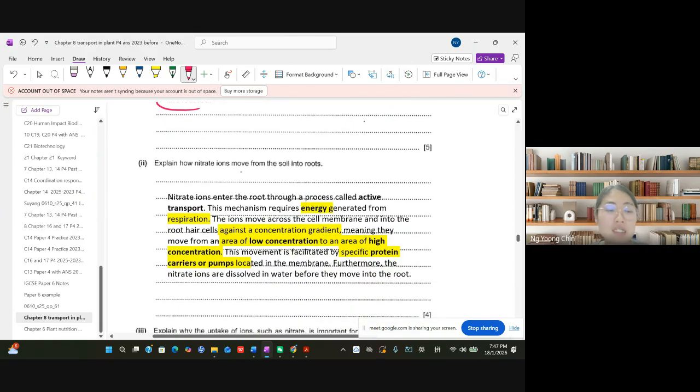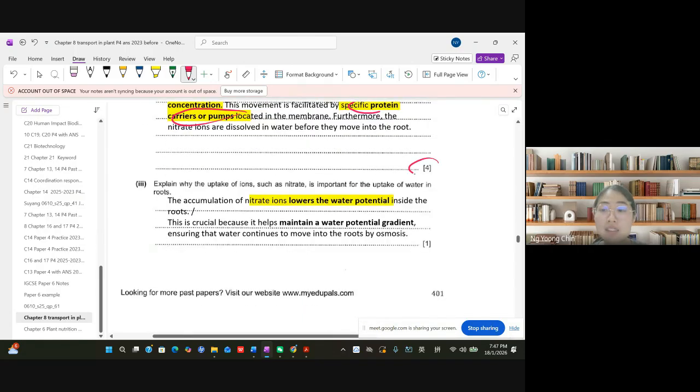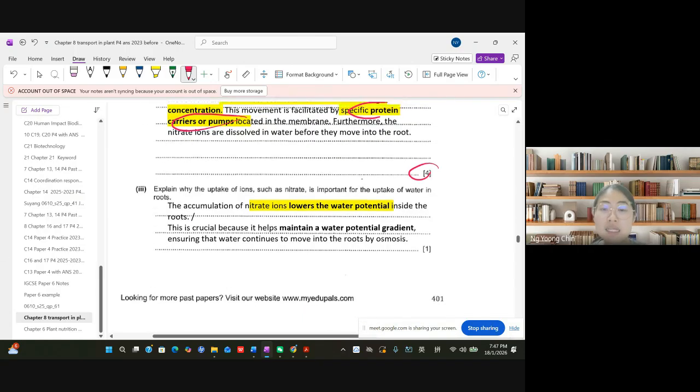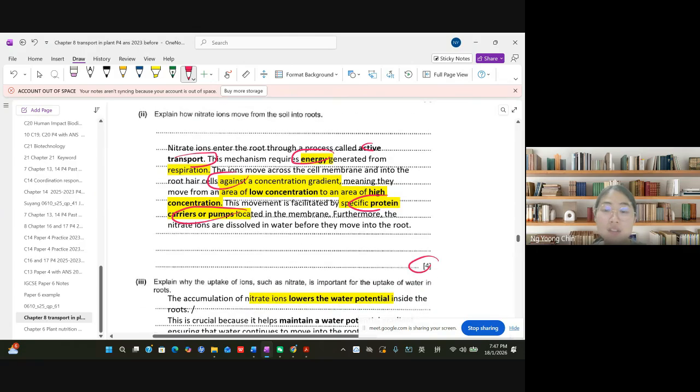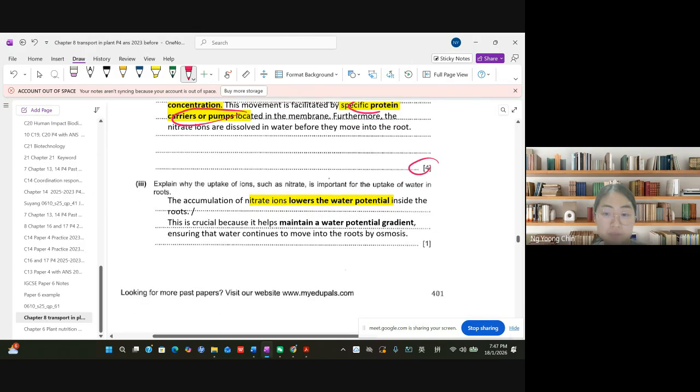Just remember, any kind of ion, whether nitrate ions or other ions like sodium ions or chloride ions, whenever they want to move into the roots, they need to go through active transport. So here's a point for active transport: write that it needs energy and goes against the gradient, using a protein carrier or protein pump. Here's a point, 4 marks. This kind of question should be very easy to score. Just write the keywords.